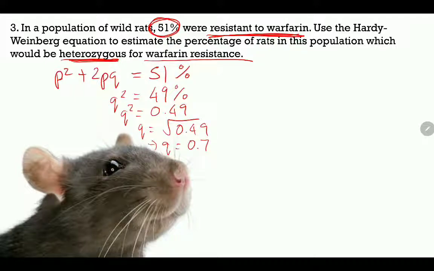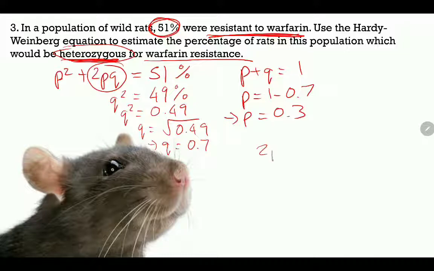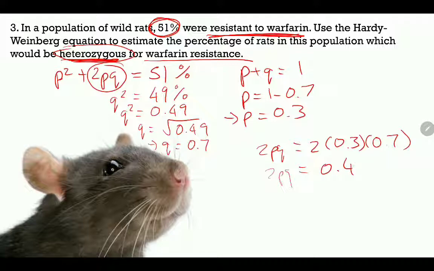So we now have Q. Again, we go to our allele frequency equation: P plus Q is equal to 1. We have Q, we now need to work out P. So P is equal to 1 minus 0.7, so P is equal to 0.3. We have our P, we have our Q. They want to know the heterozygotes, so again, we're thinking of our 2PQ. 2PQ is equal to 2 multiplied by P, which is 0.3, multiplied by 0.7. So 2PQ is going to be equal to 0.42.